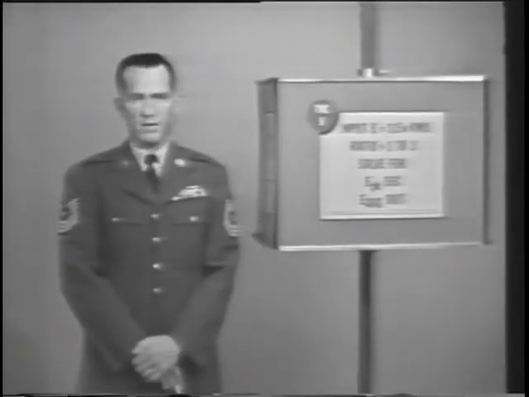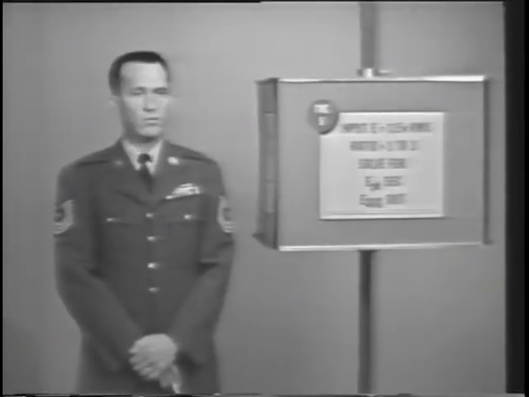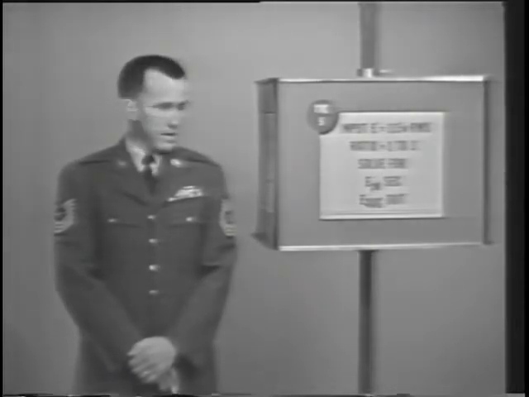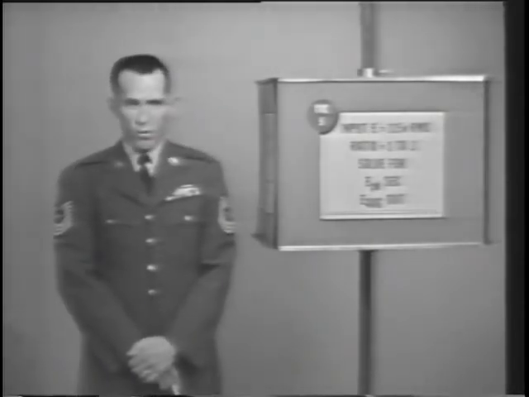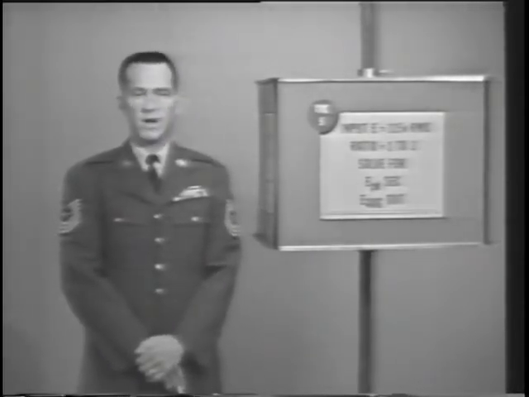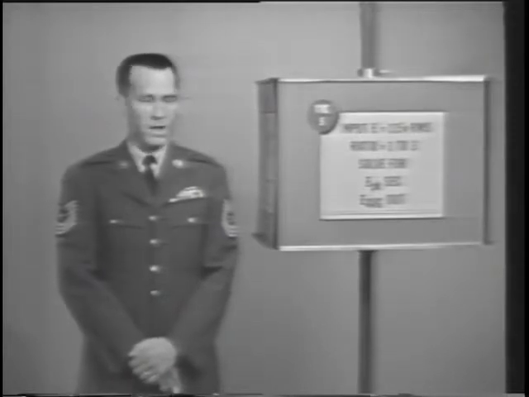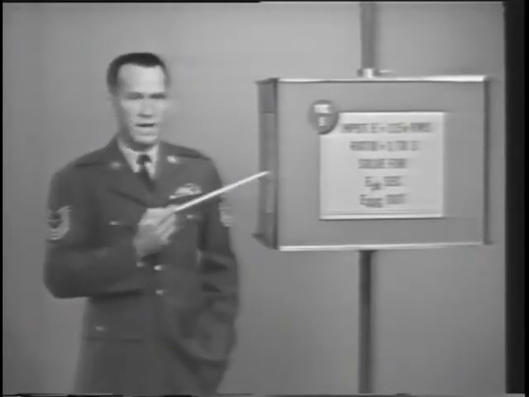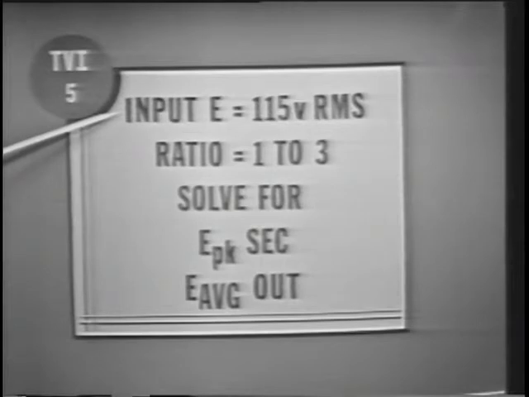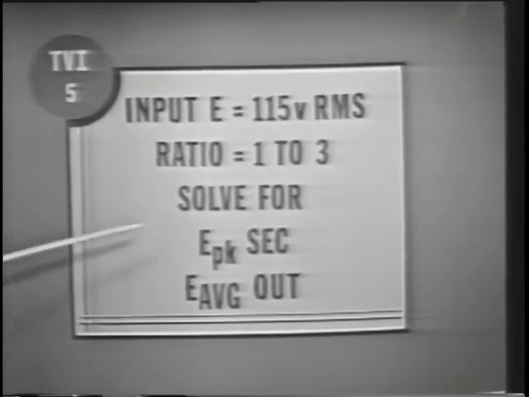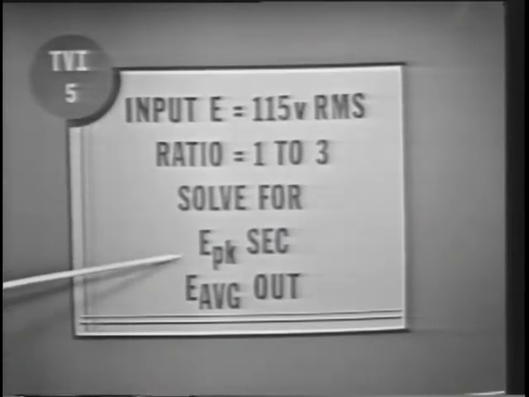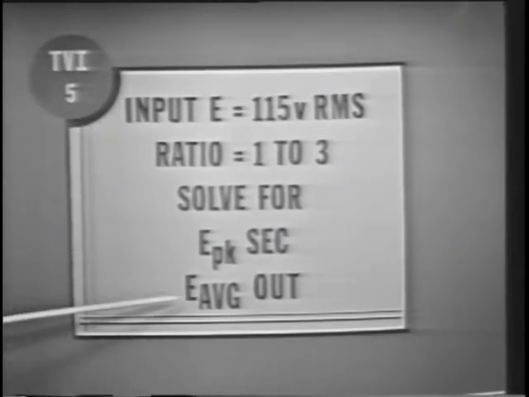Under item 5 in the TVI guide are several problems for you to work out. Now, I'll work the first one along with you, and then you can do the others after the lesson is over. Now, this first problem indicates only the input voltage, 115 volts RMS. Now, that's the effective value. We're asked to determine the peak secondary voltage and the average output voltage.